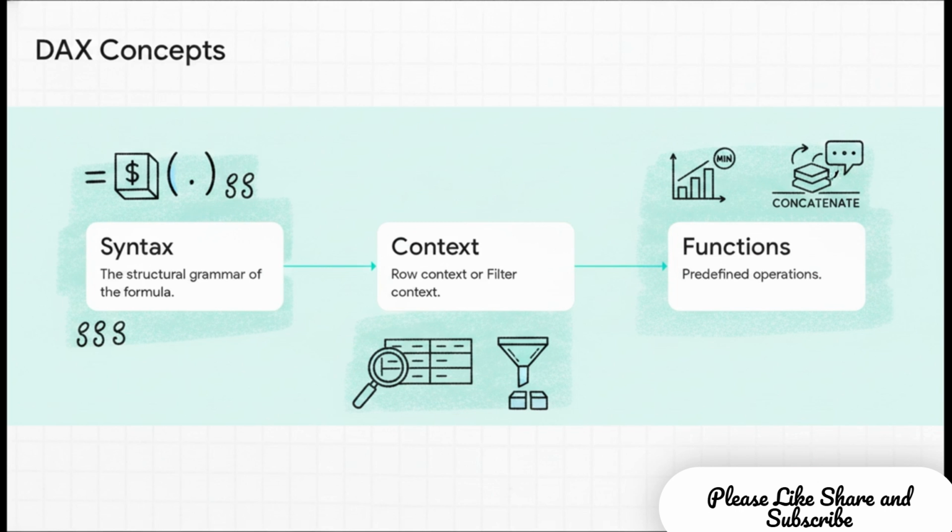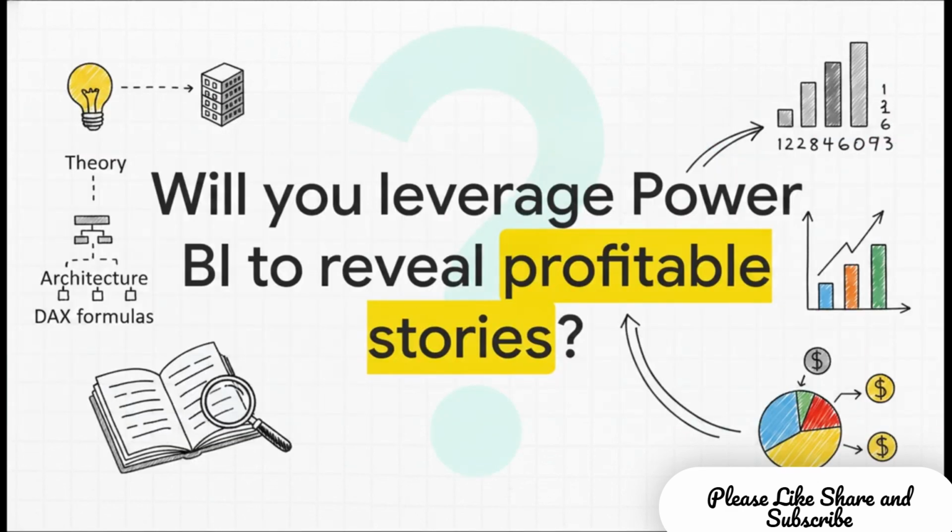Second is context, and this one is vital. You have row context, which is looking at the current row, and filter context, which applies filters within your calculation. And third, we have functions. These are your predefined operations, like finding the min value, grabbing a count of items, or using concatenate to join text strings together. And wow, that brings us to the end of our journey today.